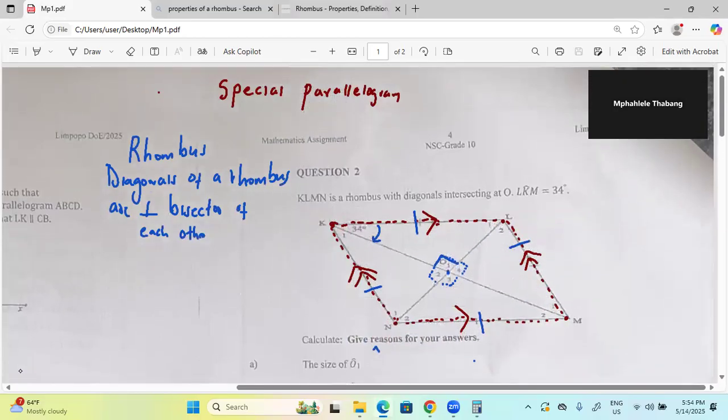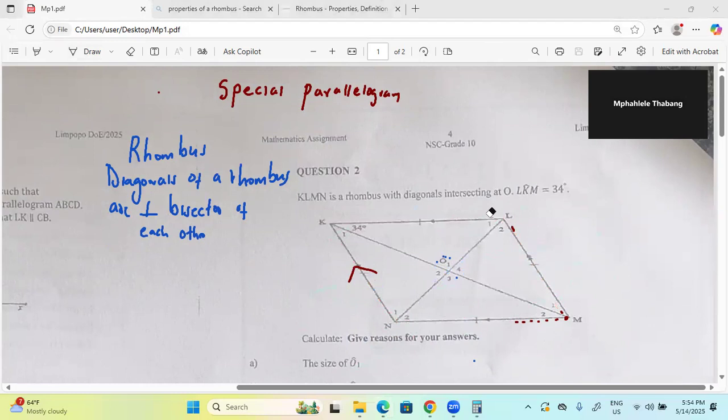Now let me look for the next question, which is the size of L1. So they are looking for the size of L1. It's going to be easy now to find the size of L1, and I'm going to move on that one so quick. Sorry for that, but I think you'll be able to grasp it. I know that O1 is 90, and this K is 34. Let me show you this triangle here. It means L1 plus O1, which is 90, plus K2, which is 34, all these angles in this triangle must add to 180 degrees. The sum of angles in a triangle add to 180.